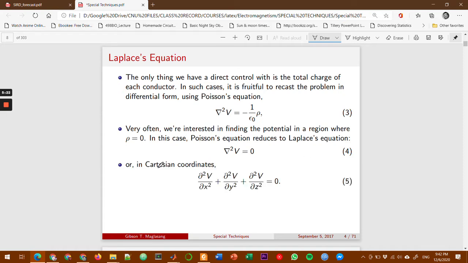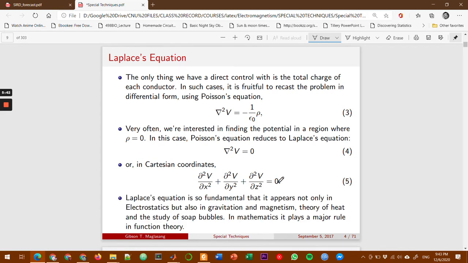Or in Cartesian coordinates, we can have equation 4 written as equation 5. We have the second derivative of V with respect to x squared, plus the second derivative with respect to y squared, plus the second derivative with respect to z squared, equated to 0. So this is our Laplace equation, and this is very useful.